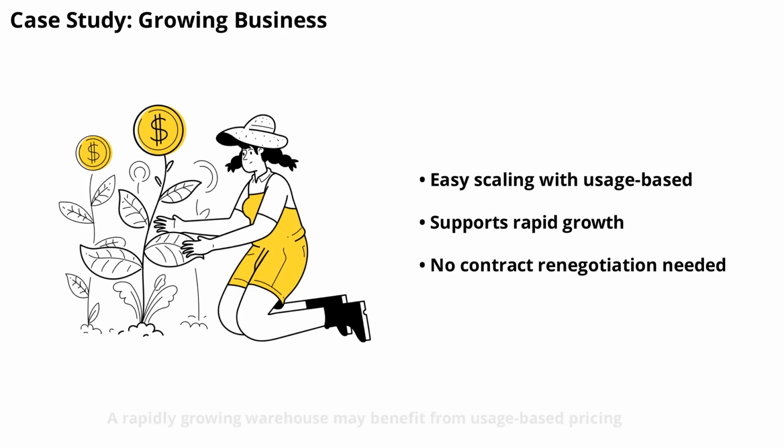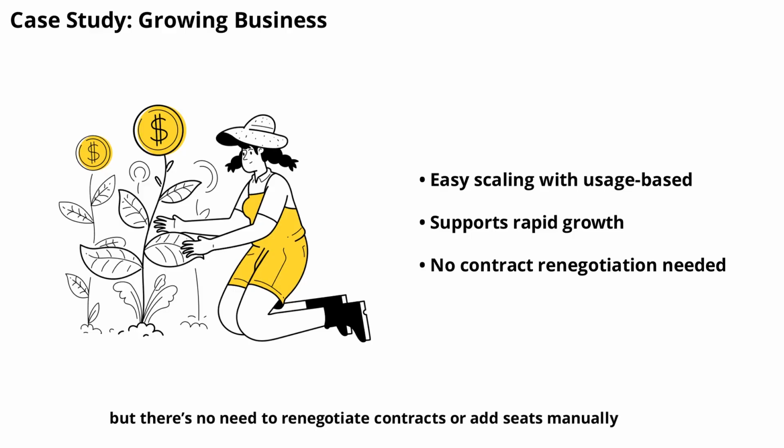A rapidly growing warehouse may benefit from usage-based pricing, as it allows for easy scaling. As order volume increases, software costs rise in proportion, but there's no need to renegotiate contracts or add seats manually. This model supports growth and ensures the business only pays for what it uses, making it a smart choice for expanding operations.